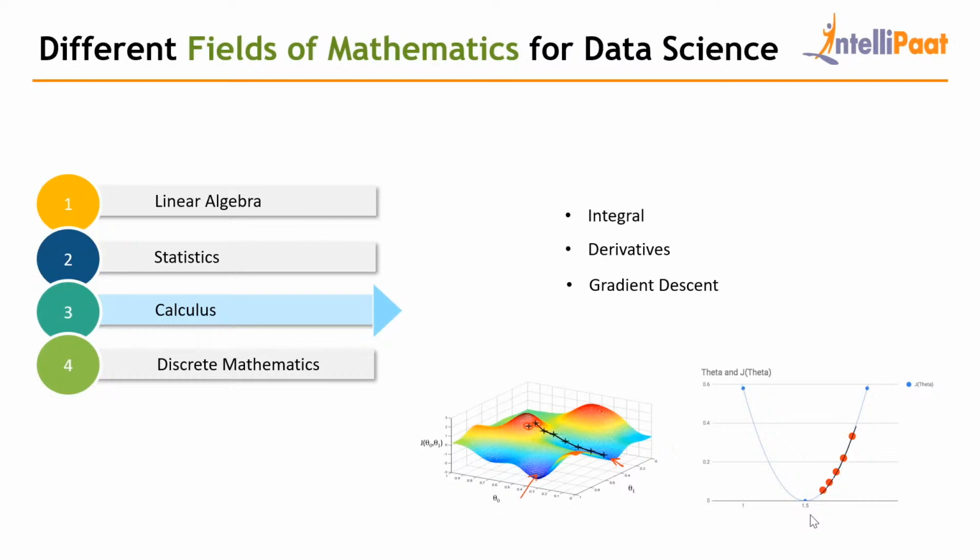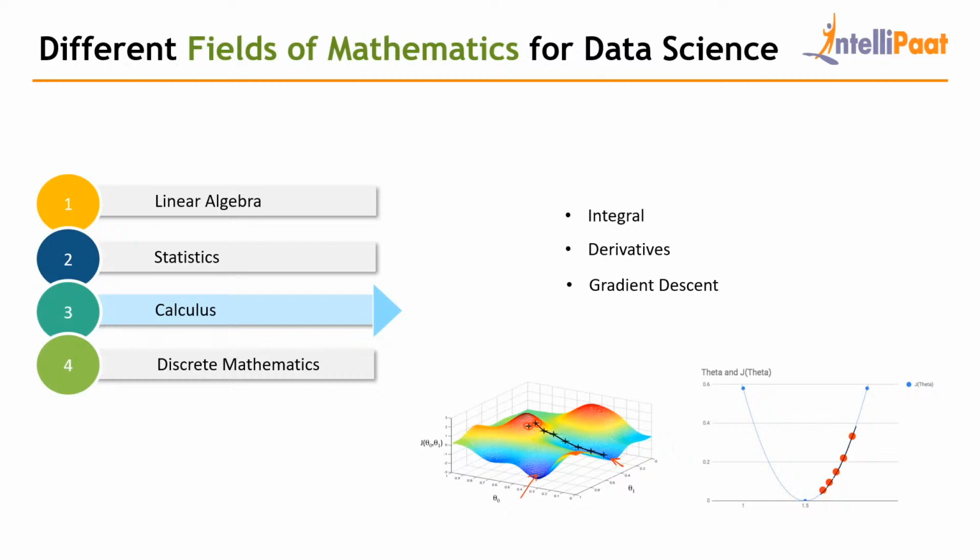Then if I talk about derivatives, they are used in neural networks for calculating the change of different variables, and they also help us in calculating the error rate and the difference of the values that helps in improving the model's performance.